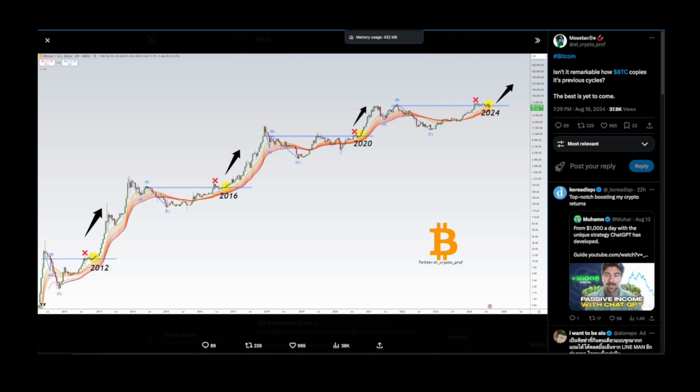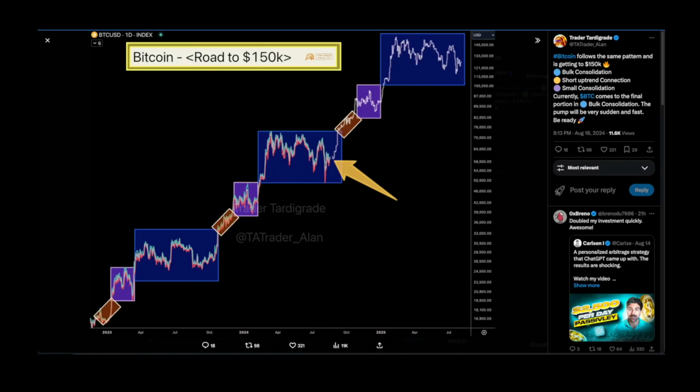All right, so obviously on this zoomed out chart, I do believe that many people that are shaking their pants have nothing to be worried about. But anyways, shout out to Mr. Trading Taring Great, and this is a daily chart. Bitcoin follows the same pattern and it's getting to 150k.